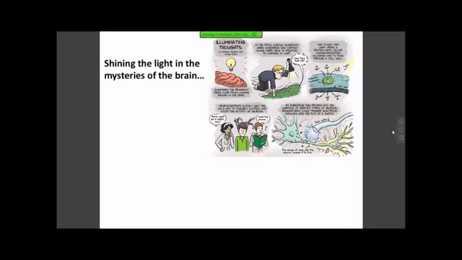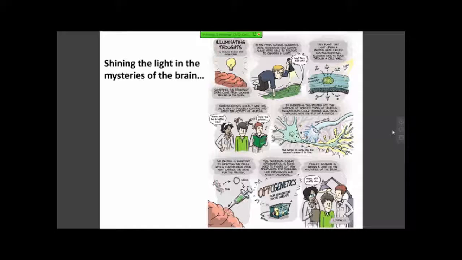So you can imagine you can express this protein in a specific cell or cell compartment, and if you are able to stimulate with a light source, you would get a very nice control of the electrical activity. And really, these ones were the first experiments where optogenetics was shining the light in the mysteries of the brain.